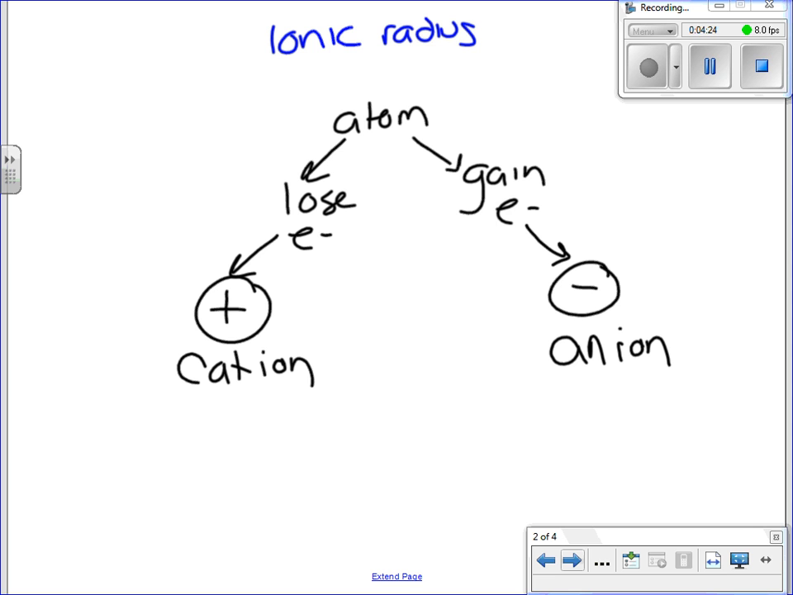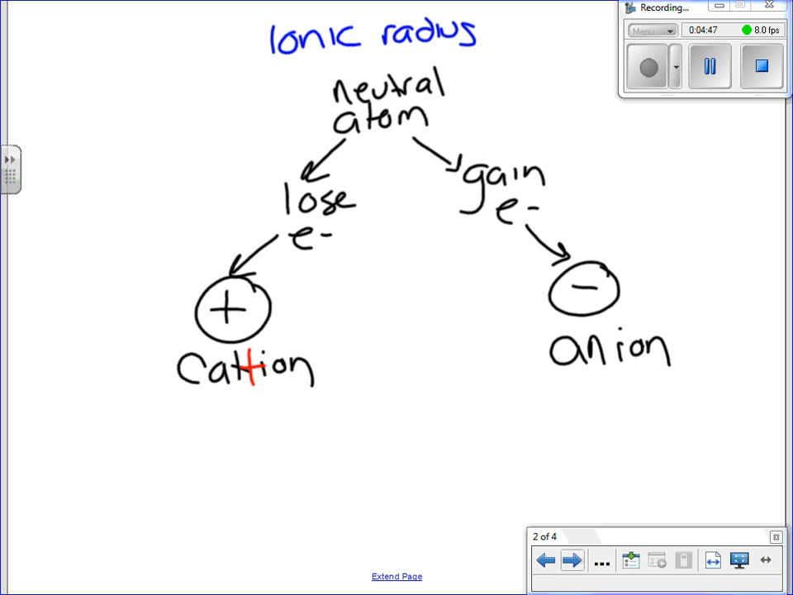So an atom is neutral. That means it has no charge, which means equal electrons and protons. If it loses an electron, it forms a cation. If it gains an electron, it forms an anion. Cations are positively charged, much like the t in cation is a plus sign. Cations are positively charged, and anions are negatively charged.